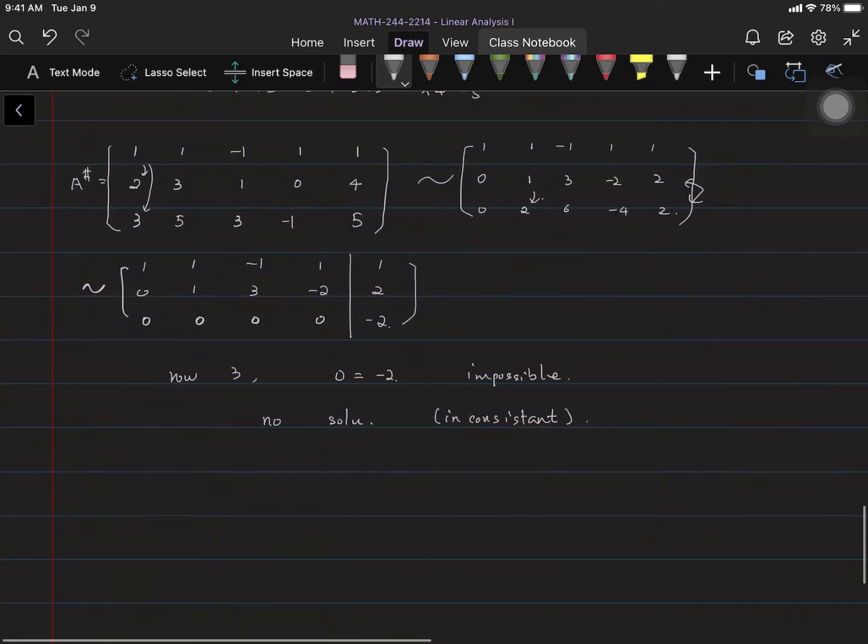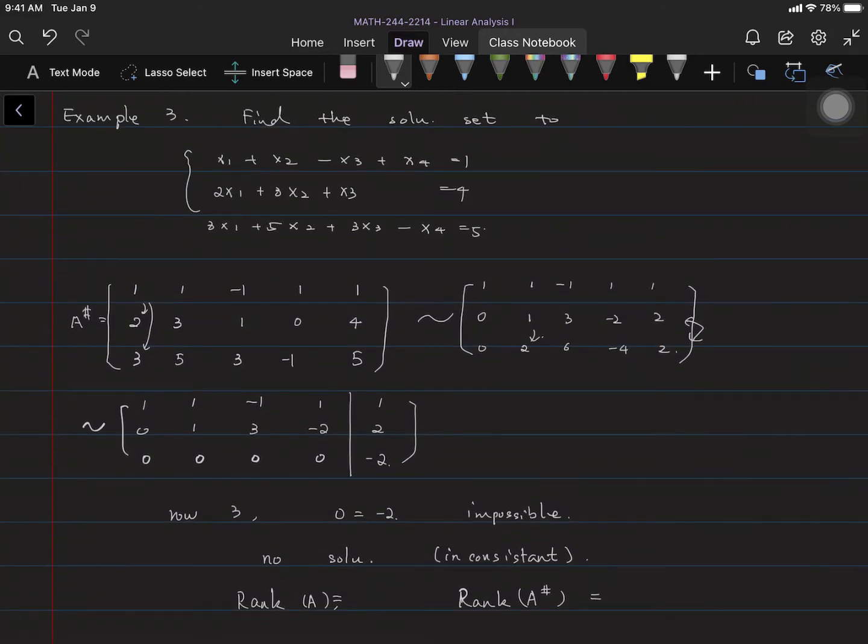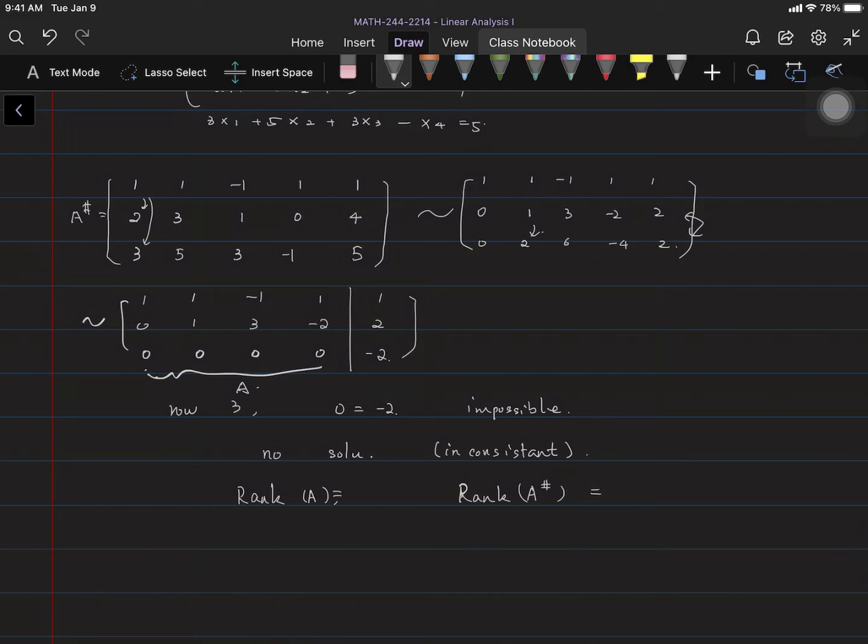Okay, so let's take a look at the rank of A and the rank of the augmented matrix A pound. Let's see, what's the rank? For the rank of the matrix A, we just look at the first 4 columns, right? So this is A, and A pound is the whole thing. We can just hide the last column. What's the rank? The rank is the number of non-zero rows, which should be 2.